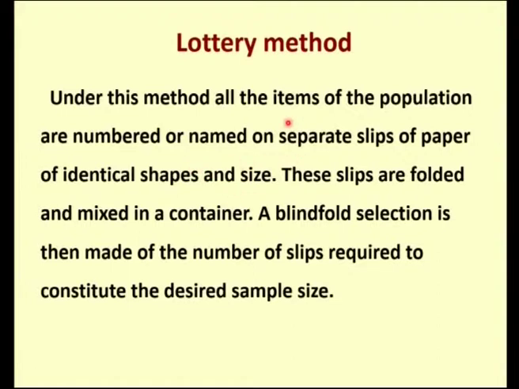The number on the slips will become a sample unit, and the number of units will constitute the desired sample size. This is the easiest method, but it is not practical, because if the population consists of very large units, then it is not possible to write each and every unit on an individual slip. It will become cumbersome, the work will become difficult.